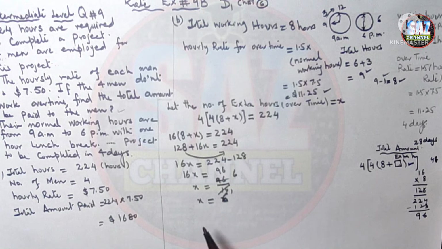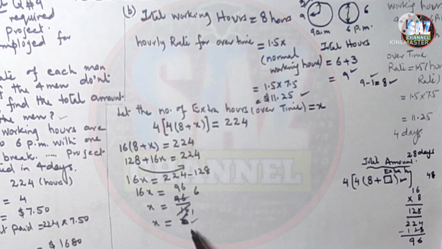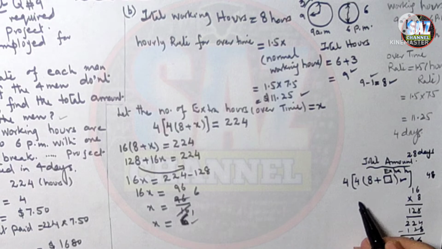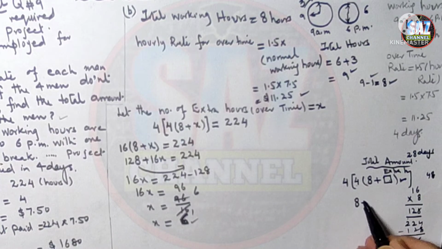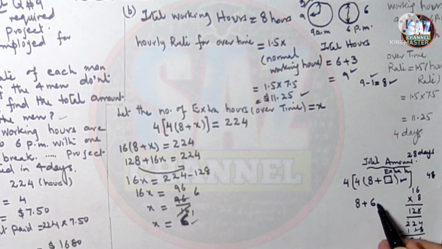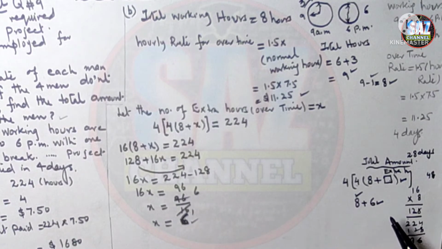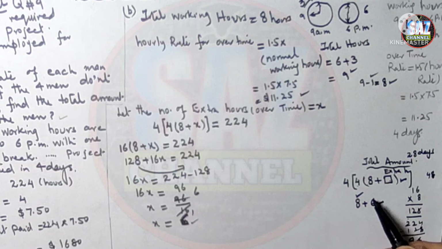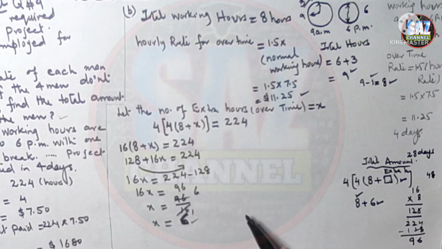Now you can see that in the beginning we supposed that the number of extra hours or overtime is x, so x comes to 6. At this stage, try to understand the question: 8 hours they were already working, and 6 hours they have to work for overtime, and the requirement of the question is to find the total amount paid.